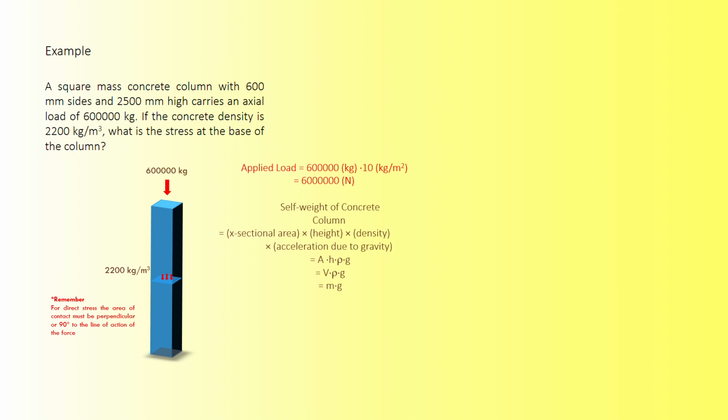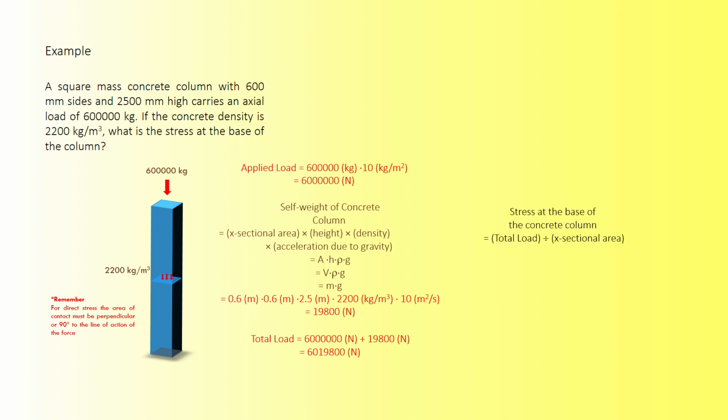So you have this. So what do you have here? You got 19,800 Newton. So we add up both these values to form a total load of 6019800 Newton. So that is the actual total load that is acting on the concrete column itself.